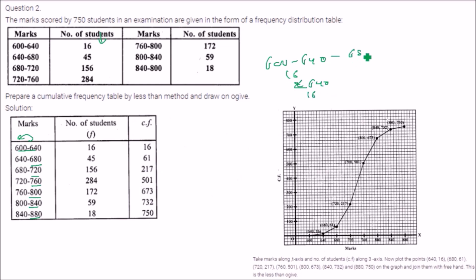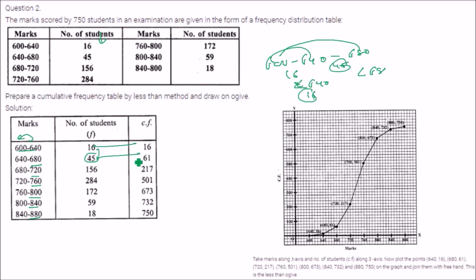But when you go up to 680, less than 680 will include all of these. So 640 to 680 is 45, and 600 to 640 is 16. So you have to add these two. That is why the cumulative frequency is computed.